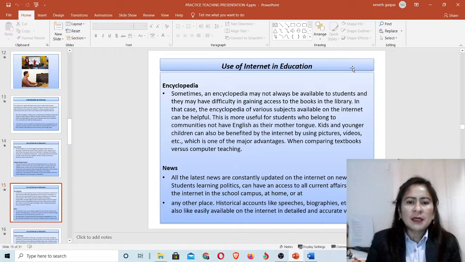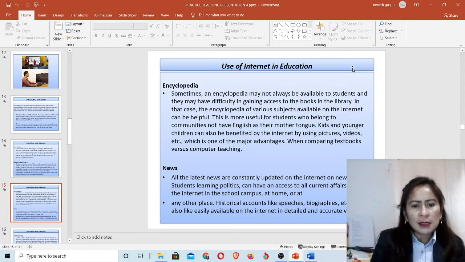Encyclopedia. Sometimes an encyclopedia may not always be available to students and they may have difficulty in gaining access to the book in the library. In that case, the encyclopedias of various subjects available on the Internet can be helpful. This is more useful for students who belong to communities that do not have English as their mother tongue. Kids and younger children can also benefit from the Internet by using pictures and videos, which is one of the major advantages when comparing textbooks versus computer teaching.